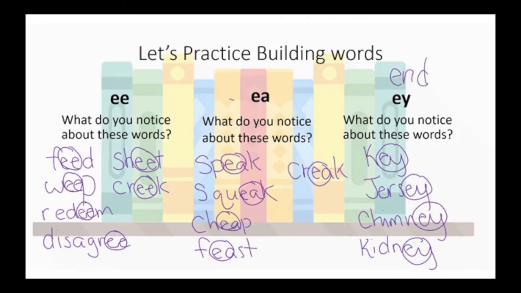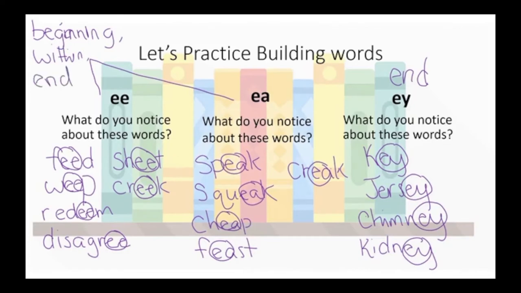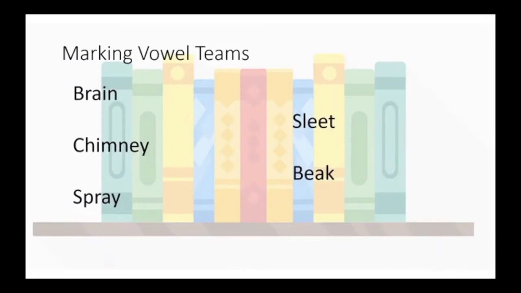EA and EE are a little bit more challenging because they can go at the beginning or within the word, and in some cases, like with agree and disagree, can go at the end of the word. In order to help us know which one to use, we're going to have to use a spelling option procedure to see what looks and sounds the best. Let's take some time to practice marking some of these vowel teams.